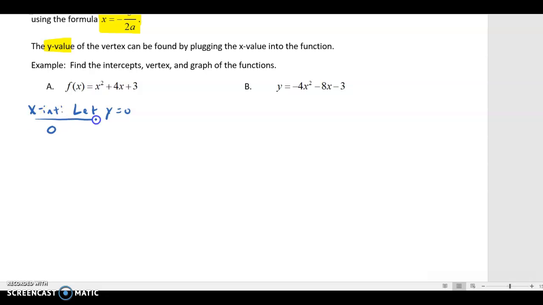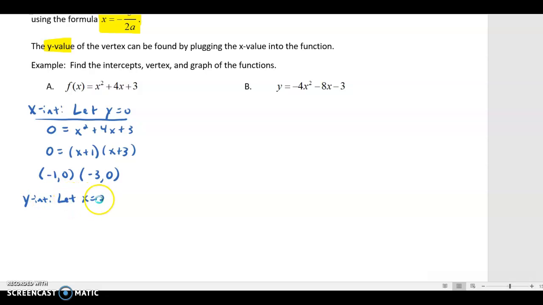So if we do that, we set our quadratic equal to 0. So now you see why we wanted to make sure we could solve quadratic equations. This one factors. 0 will be equal to x plus 1 times x plus 3. And if you set them equal to 0 independently, you'll solve and you'll get x is negative 1. So we'll have an intercept at negative 1, 0. And we will get x equals negative 3. So we will have an intercept at negative 3, 0. The y-intercept, remember that's where we let x equal 0.